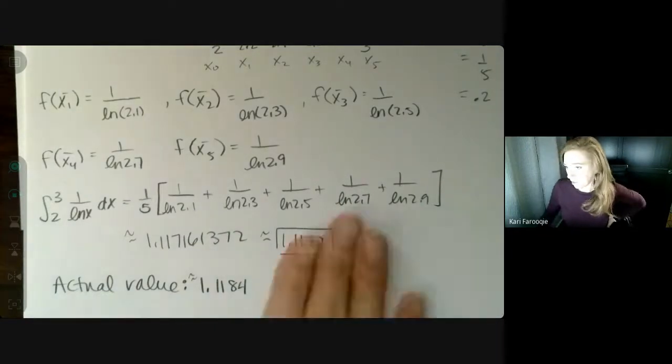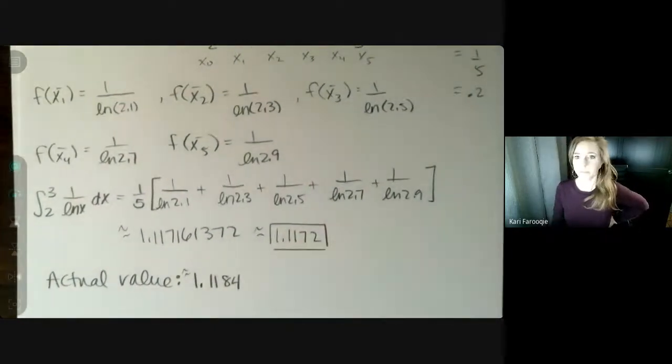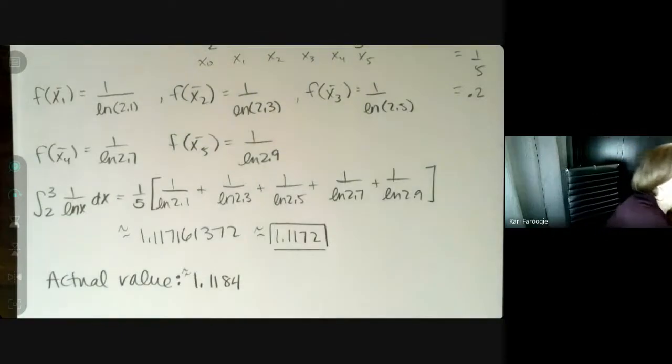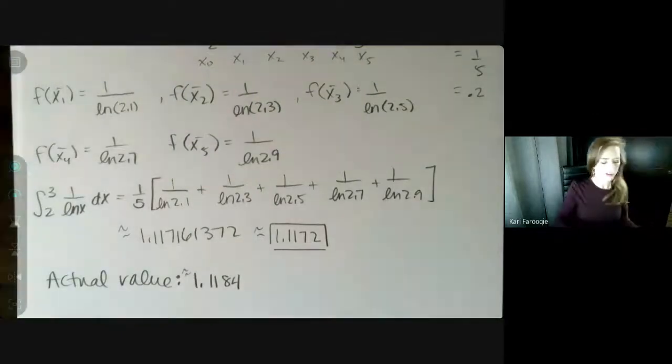Okay, so that was the midpoint rule. I'm going to do the trapezoid rule next. It's a little bit easier to apply, I think. Let me show you a picture of what it looks like. Any questions on the midpoint rule before I do trapezoid rule?